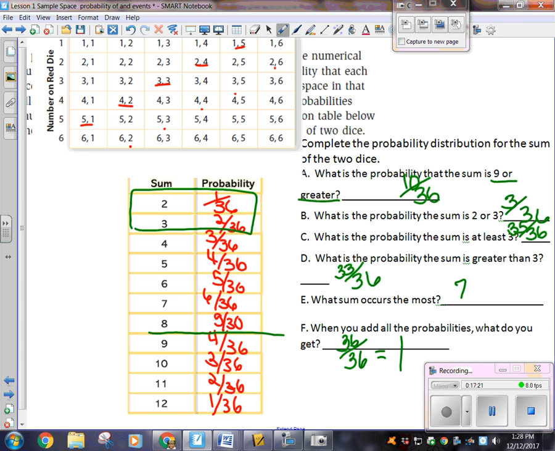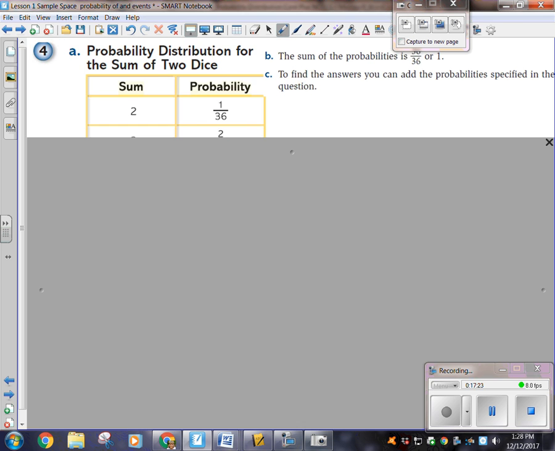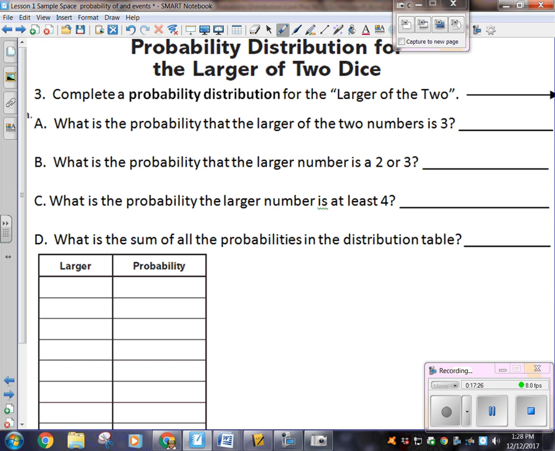Tonight you're going to be asked to do some things. All right, keep going. We already did that one. Okay, probability for the larger of the two. We're going to do another probability distribution. I'm still going to write down my probability, but now I'm going to write it down comparing the two numbers and which one's larger of the two. Okay, so let's just take one. Take a look at your distribution table from the same thing.